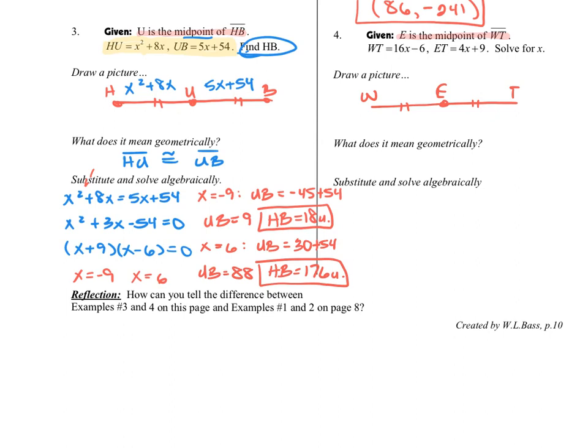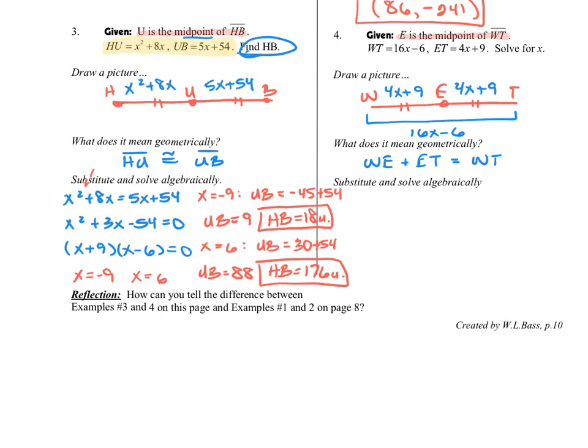This time it tells me that the whole segment, WT, is 16x minus 6, and it tells me that one of the pieces is 4x plus 9. Now, what I know is that these two are not equal, clearly, because this is a whole and this is a part. But what I also know is that these two segments here are congruent. So I can relabel this as 4x plus 9. And then remember my segment addition postulate: the small part plus the other small part will equal the whole.